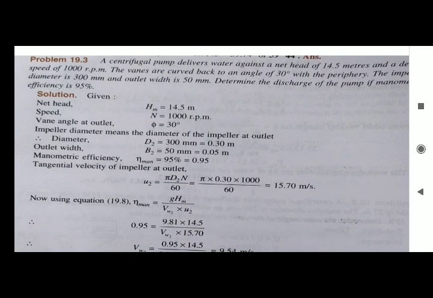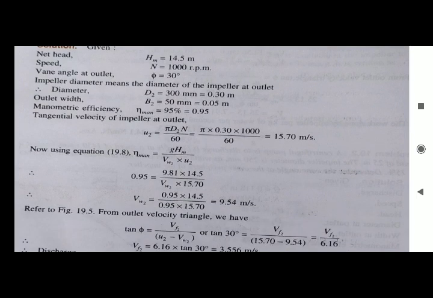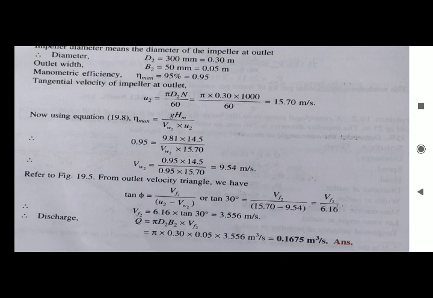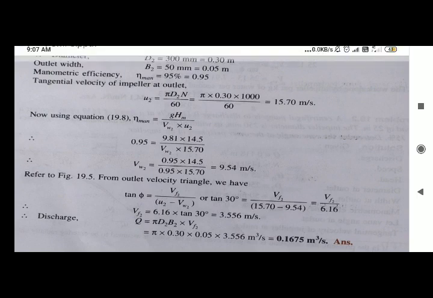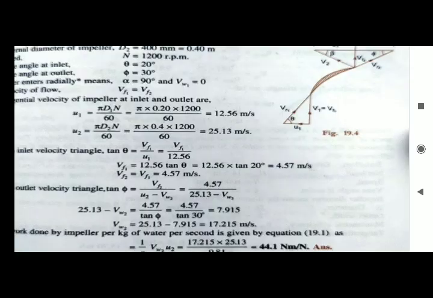Here manometric efficiency is given, Hm is given, so we have to calculate Vw2. Vw2 is the whirl velocity at outlet. But for finding discharge, we need flow velocity. How can we calculate flow velocity? By using U2 and V2 in the previous slide itself.